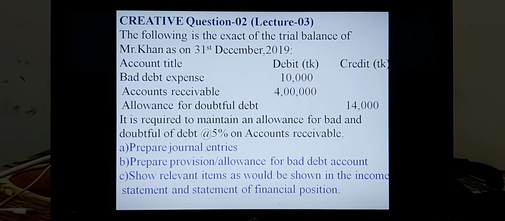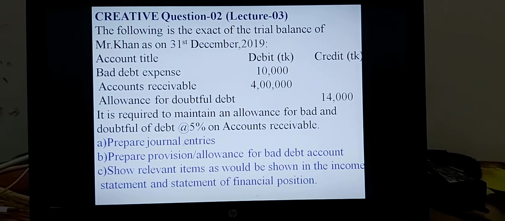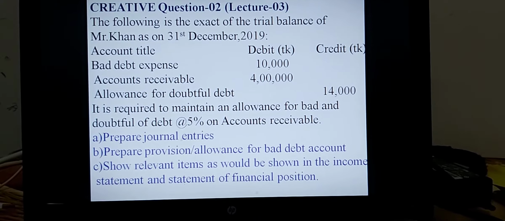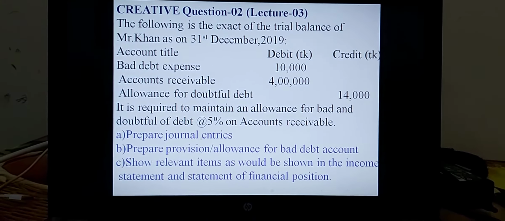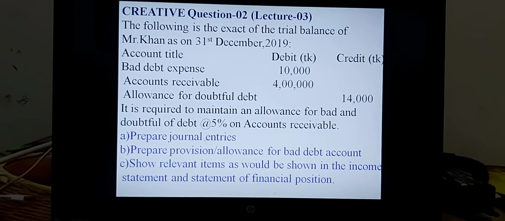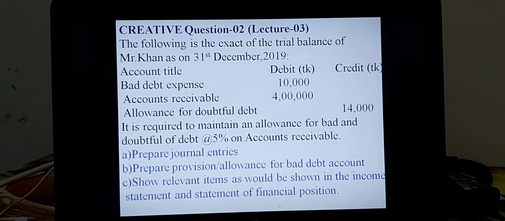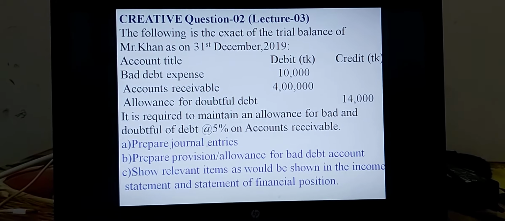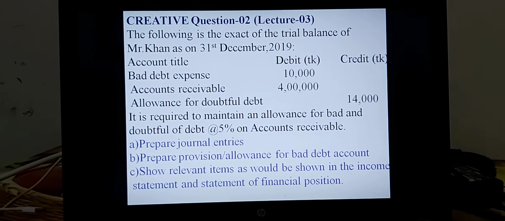Dear students, for these workings you have to know at first the new provision for bad debt to be charged. So the new provision for bad debt at the rate of 5% on accounts receivable, that is, the amount of accounts receivable 4 lakh. So the new allowance for bad debt is 4 lakh into 5%, that is the amount of taka 20,000. So this is the target amount.